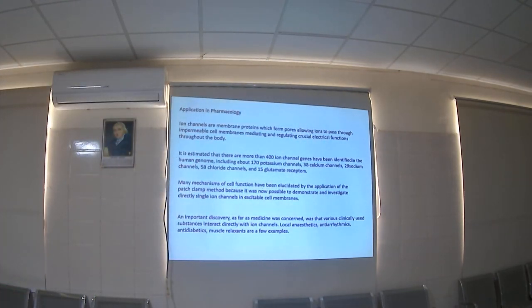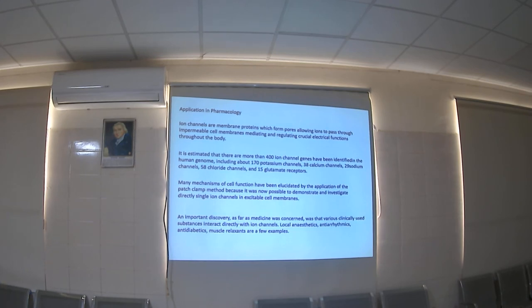So the lecture now is on the application in pharmacology. Okay. So in pharmacology, basically ion channels are membrane proteins which form pores allowing ions to pass through the impermeable cell membrane, mediating and regulating electrical processes and functions throughout the body. Okay. The importance of ion channels is very high, because they are enormous in number. Various ion channels are now identified and they are very important in various physiological activities.